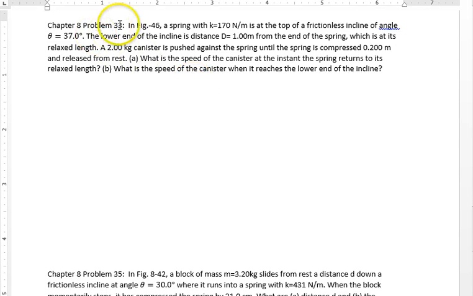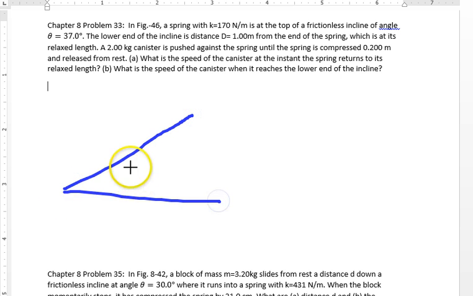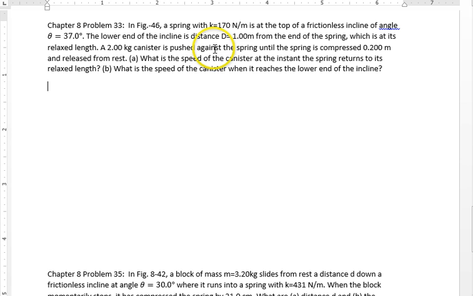All right, problem 33. We're going to go at this problem with conservation of energy. First thing we have to note is we've got this inclined plane. It's at 37 degrees. We got a spring up here, and we got a mass that we're going to press against the spring. It's a 2 kilogram canister. It's pushed against the spring until the spring is compressed to 0.2 meters and released from rest.